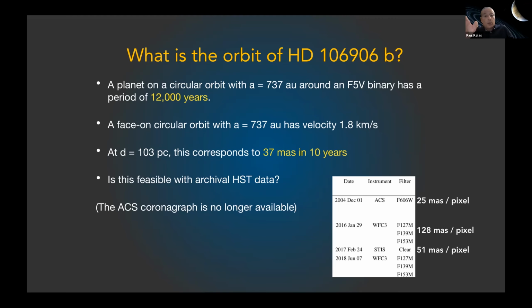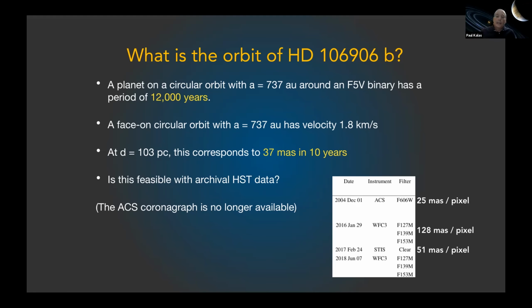All the other extrasolar planets where we have determined orbits through direct imaging have orbital periods of roughly 10 to 100 years. And here we're dealing with 12,000 years. Nevertheless, this corresponds to a velocity of 1.8 kilometers per second, which at 103 parsec corresponds to 37 milliarcseconds in 10 years. So could this be feasible using the Hubble Space Telescope?